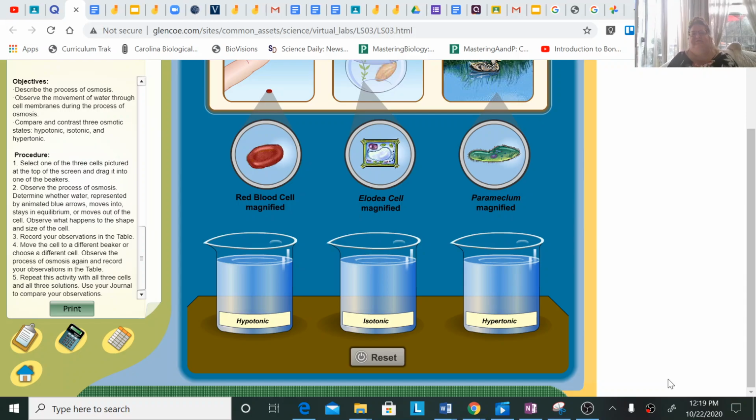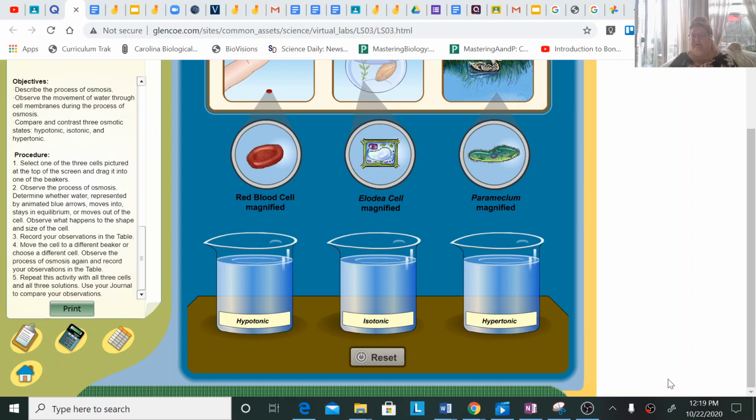I wanted to show you a virtual lab that's pretty short and it does a good job explaining and showing the differences between a hypotonic solution. And remembering the rhyme, hypo means there's low solutes outside. And the other way to help you remember is hypotonic solutions cause the cell to gain water like a big hippo. So hypo, hippo. I know that's silly, but it works.